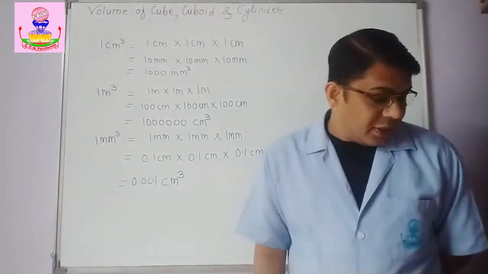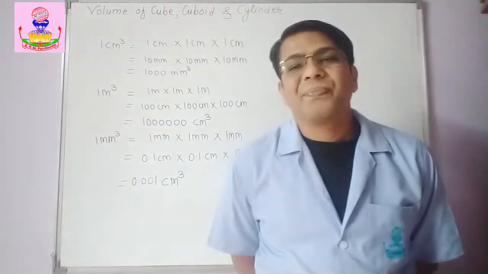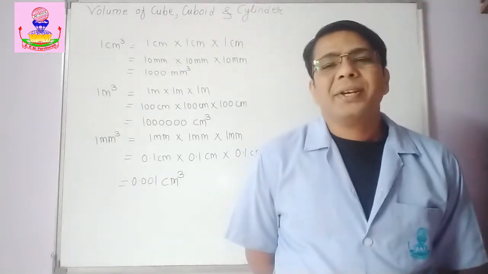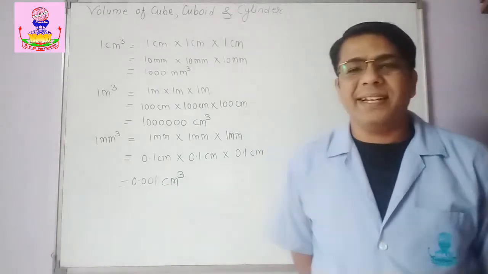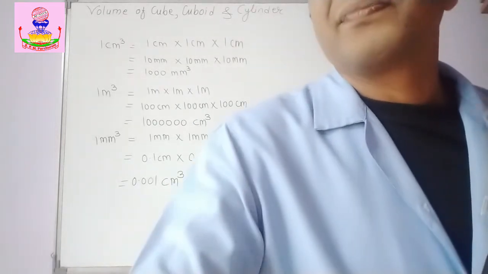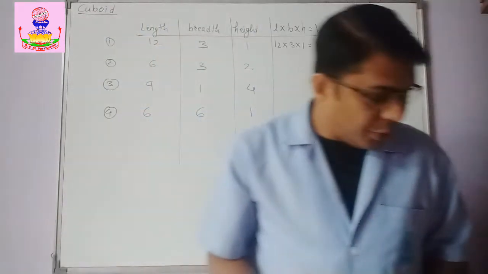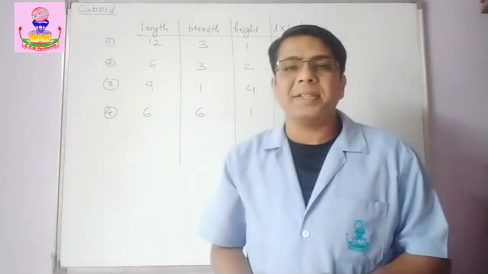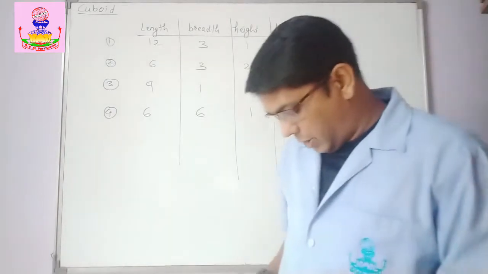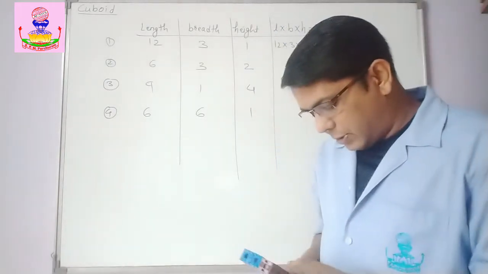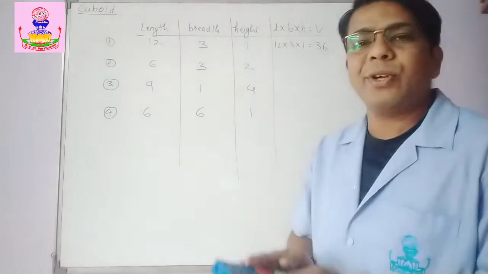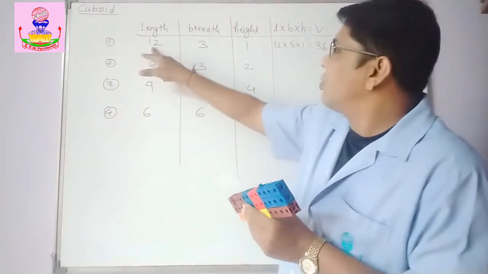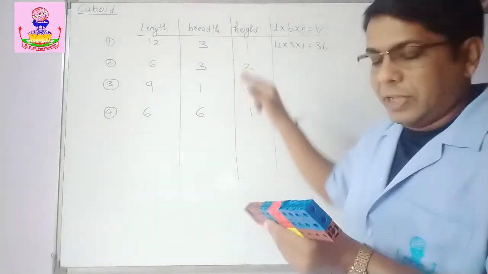Now using this, let us now find expressions for volume of cuboid, cube and cylinder. Okay. Now see, on page number 187 there is a table given and you have to fill in the blanks. So I have not drawn the figures, but I have written the lengths and I am going to use this. Now see here, length is 12, breadth is 3, height is 1.